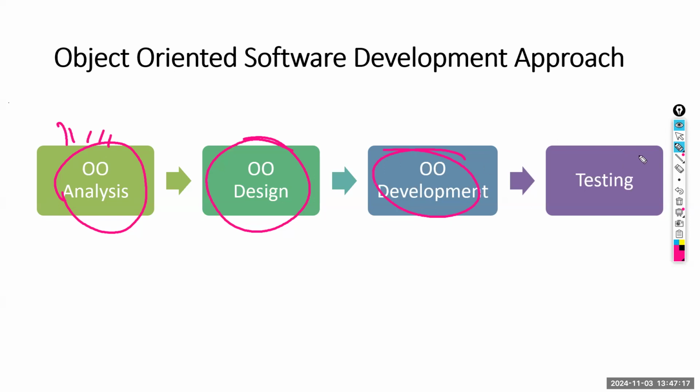Testing usually has no difference between structured or whatever. But especially when you're doing unit testing, again, you can think a little bit in terms of objects, but other than that, testing is testing. So testing means pretty much your system testing, integration testing, user acceptance testing. So there it doesn't matter much whether you developed in a structured way or an object-oriented way. Okay.